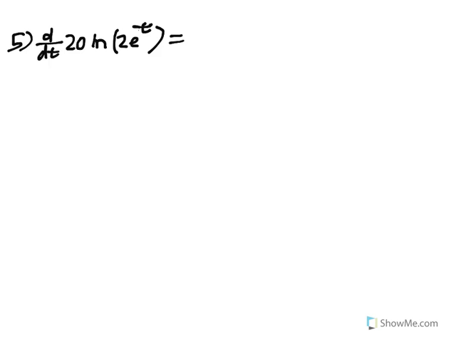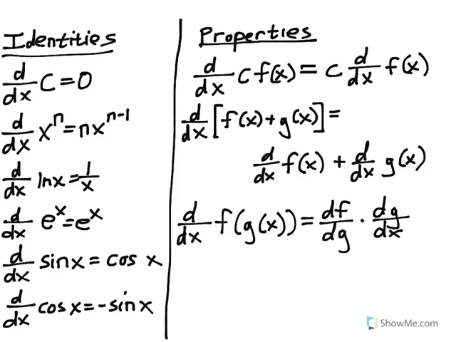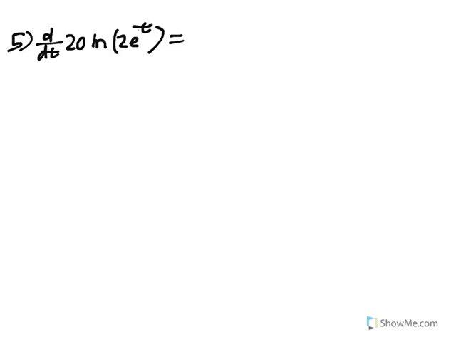Now we don't have an identity that gives us the derivative of the natural log of some complicated function of x. We do, however, have this identity that gives us the derivative of the natural log of x or t or whatever your independent variable is. So let's see if we can do some manipulation so that this complicated stuff inside the natural log function gets a lot simpler.